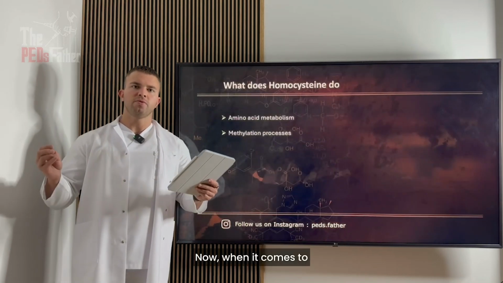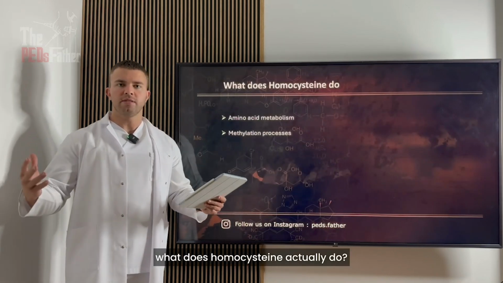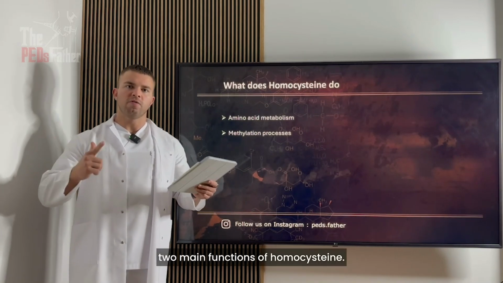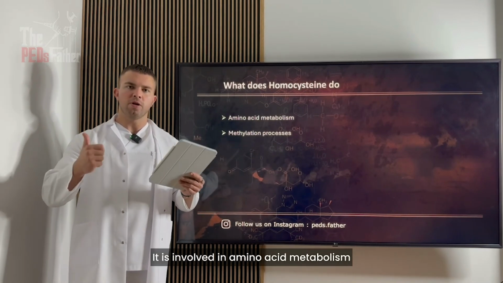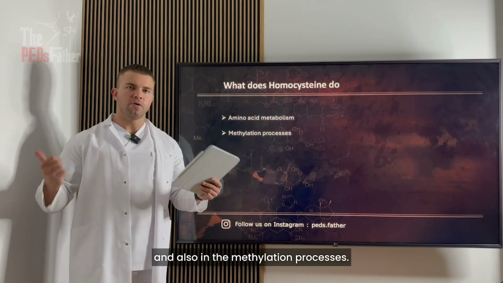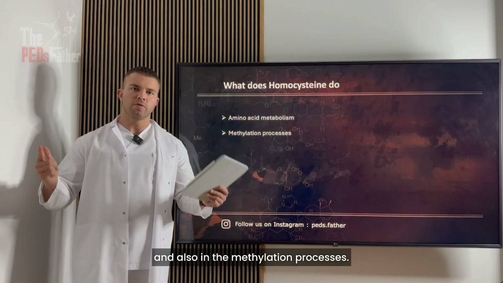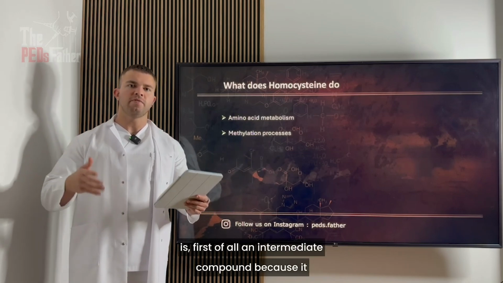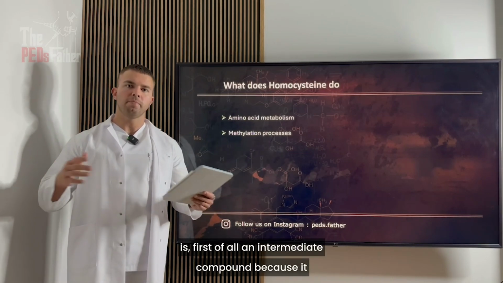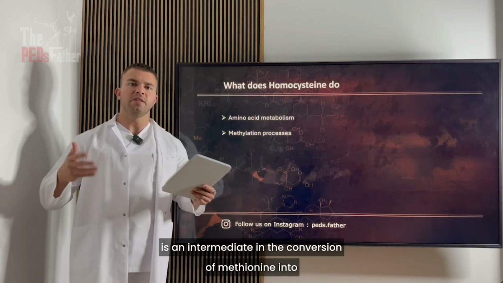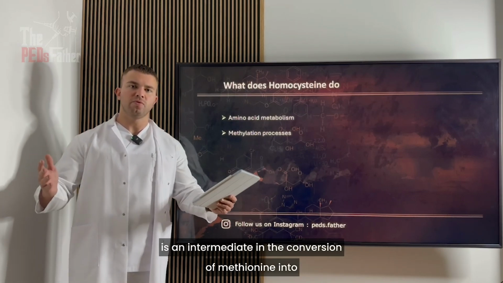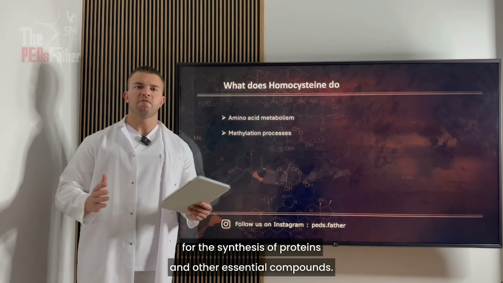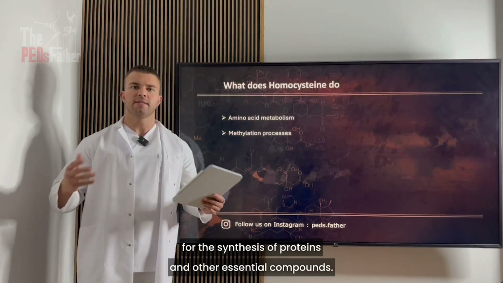Now, when it comes to what homocysteine actually does, like I said, there are two main functions. It is involved in amino acid metabolism and also in the methylation processes. In amino acid metabolism, it is first of all an intermediate in the conversion of methionine into cysteine, which is a process that is essential for the synthesis of proteins and other essential compounds.